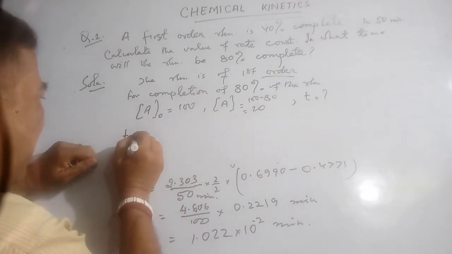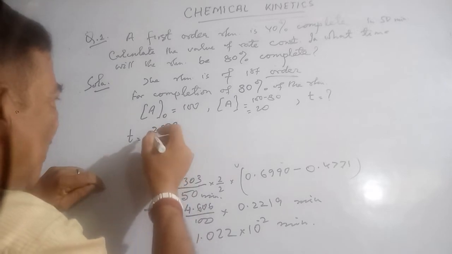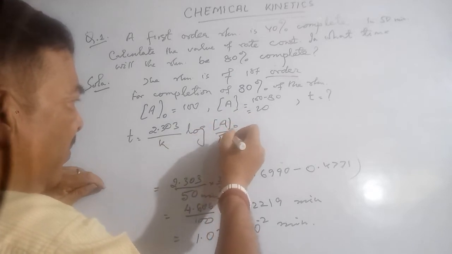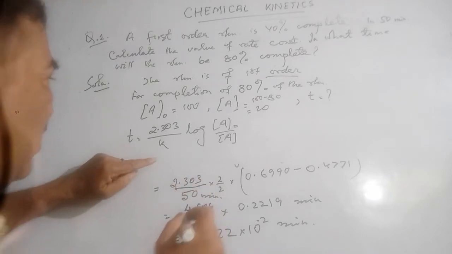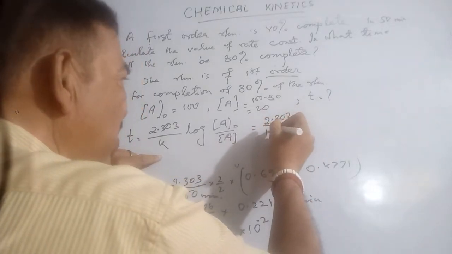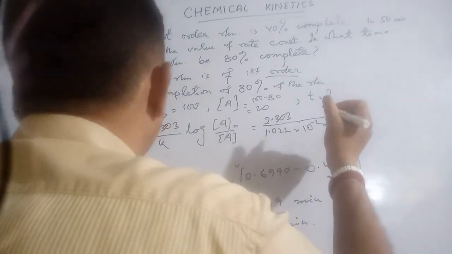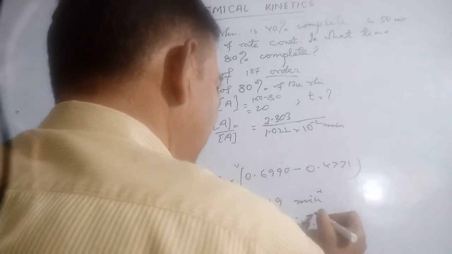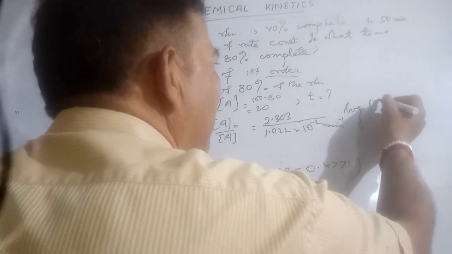So we have T is equal to 2.303 by K log A naught by A. Now we put the values. 2.303 by K, the value of K is 1.022 into 10 to the power minus 2 per minute. So it will be log 100 by 20.